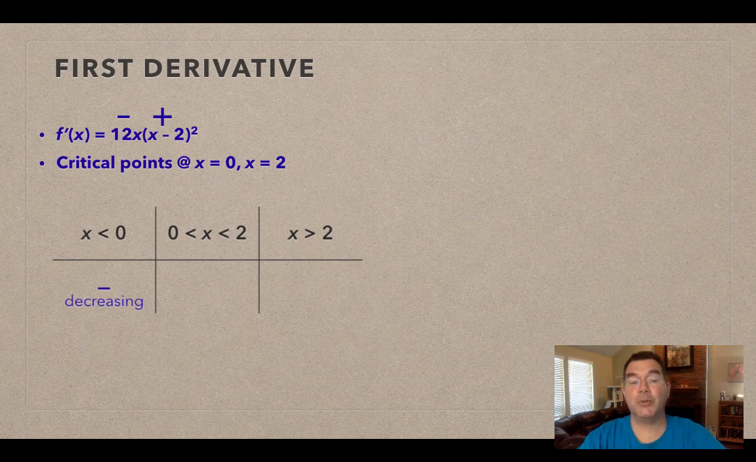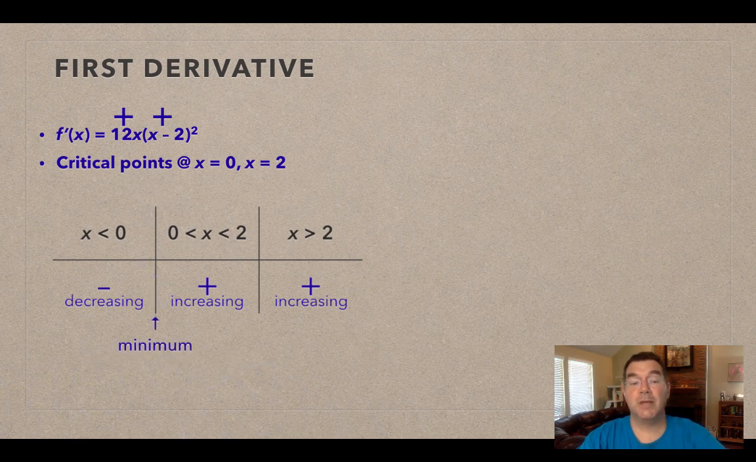Now if I pick a number between 0 and 2, the 12x now becomes positive, the (x minus 2) squared stays positive, so the entire first derivative is positive, meaning that the function is increasing everywhere from 0 to 2. Then, because there's no change when I pick an x that is larger than 2, the function is increasing still for all x's that are greater than 2.